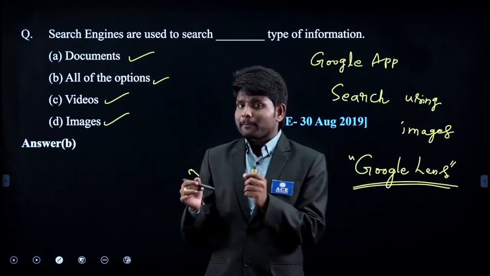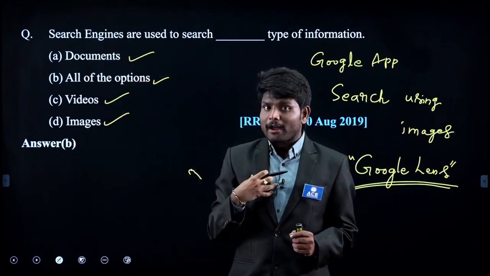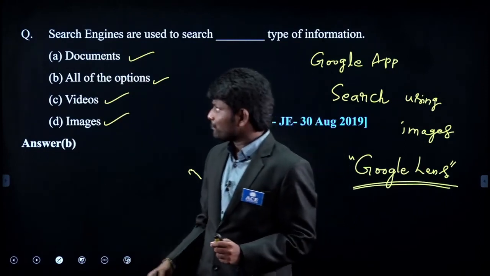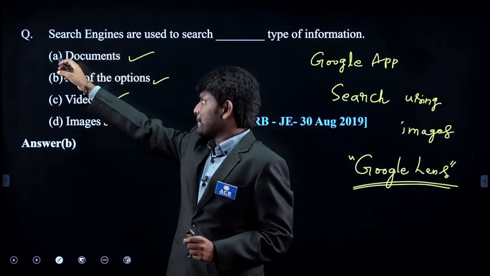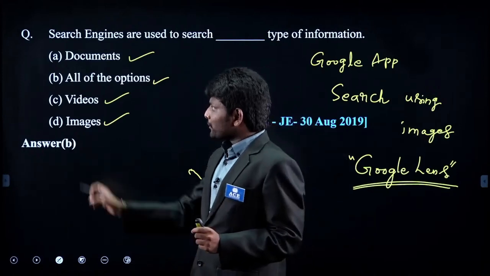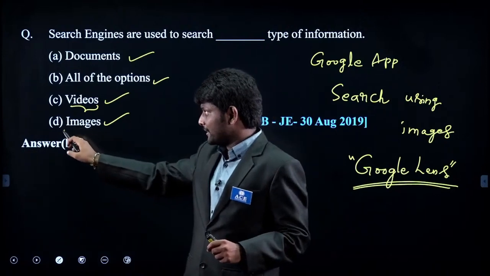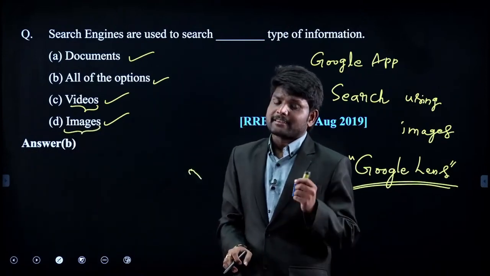If you understand what I'm trying to do here, they have asked some question about search engines. So how am I doing the preparation here? You can answer this question by marking all of the options as the answer. But here you need to understand: if I want to search videos, can I give video as the input? If I want to search images, can I give the input as an image?